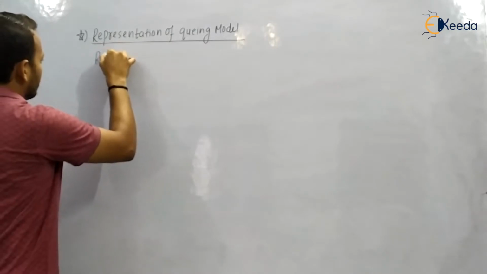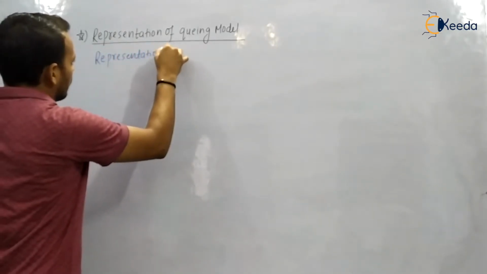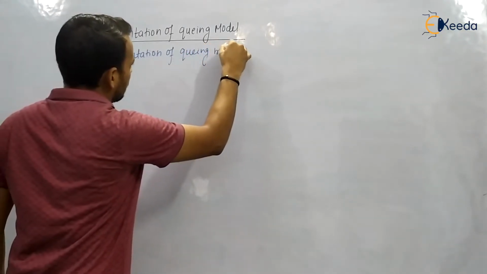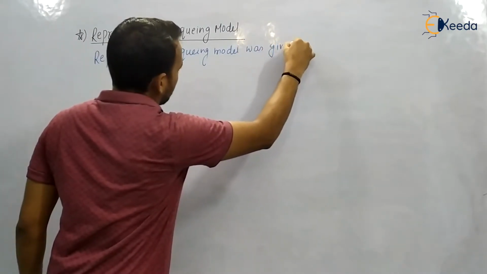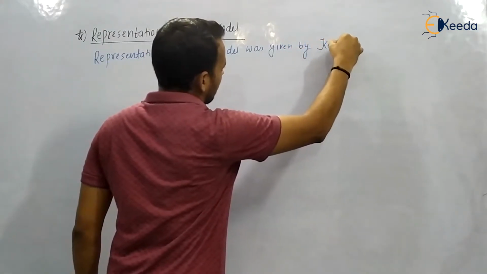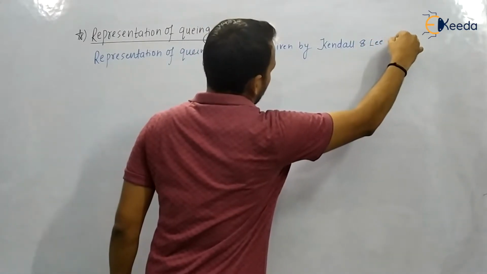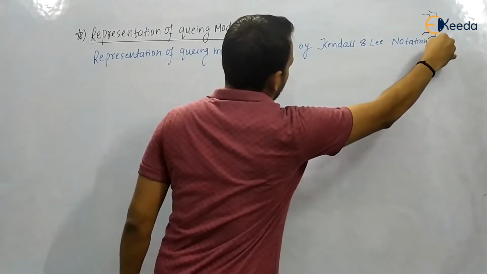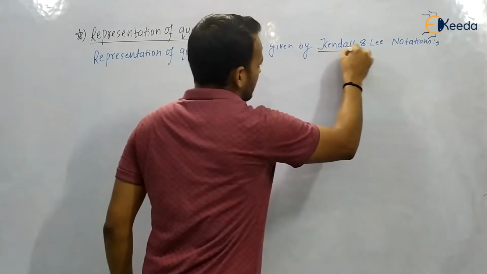We can write that the representation of queuing model was given by Kendall and Lee. These are the Kendall and Lee notations. Basically they gave different notations by which we can represent the queuing model.